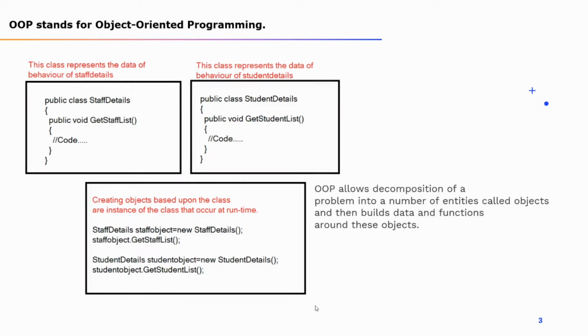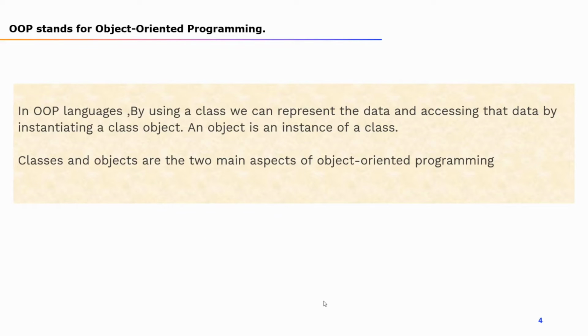For example, consider a student management system. If we maintain student details, staff details, student personal details, staff personal details, every object together, it will be hard to maintain. If we design each part, that is each object, independently, we can handle it easily, test, modify and expand easily. So in an object-oriented programming language, by using a class, we can represent the data and access that data by instantiating a class object.